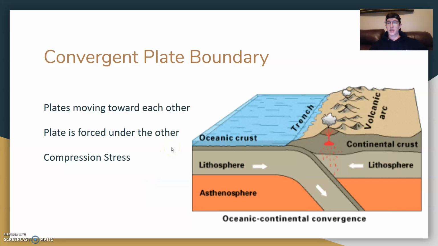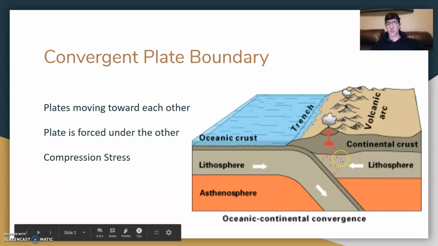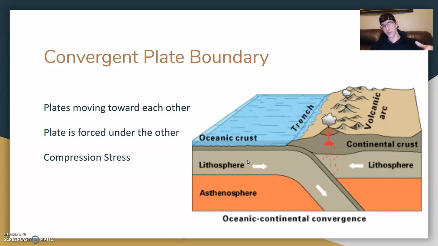The plate boundary type I chose was convergent. This is when two plates are moving towards each other. As you can see on the image here, these plates are both moving towards each other, and it's going to cause one of the plates to be forced under the other one. Here you can see this oceanic crust converging with this continental crust. It's going to be pushed underneath the other one.